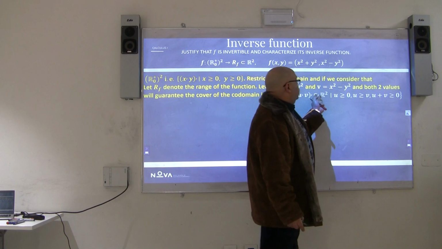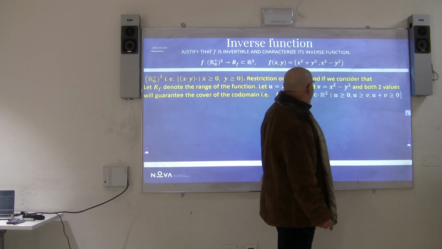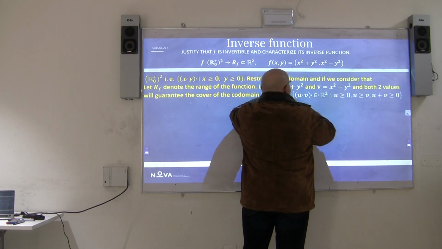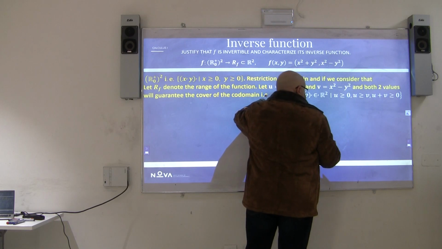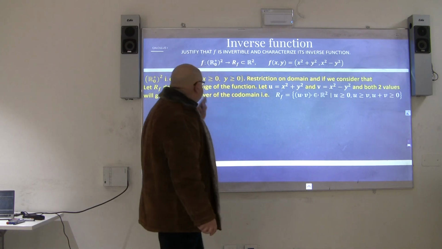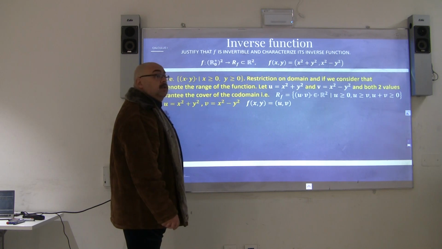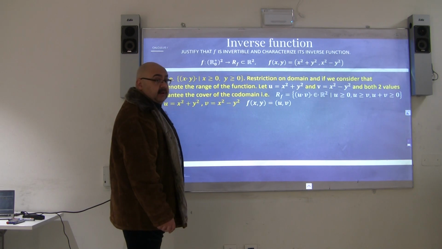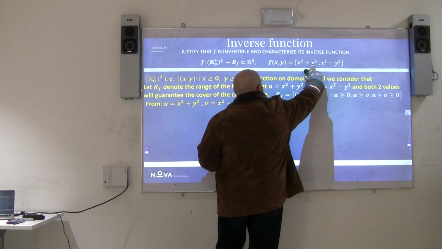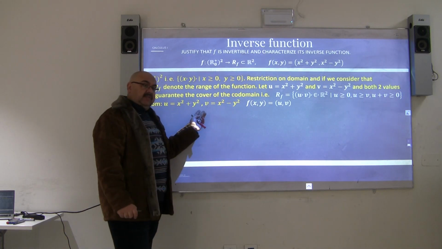The range is equal to R squared, where u is greater than or equal to 0, because it is always positive, so this relation is positive. Also, u is greater than v, and u plus v will be greater than or equal to 0. That's from the restrictions given in here. So, if I want to get the inverse, I will call f1 of u, v and f2 of u, v. This is for the first function, and that's for the second function.